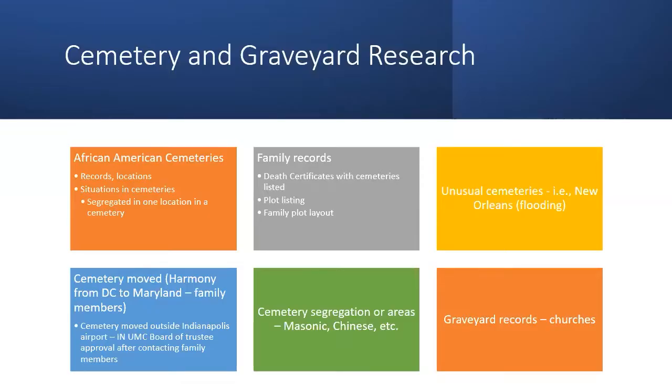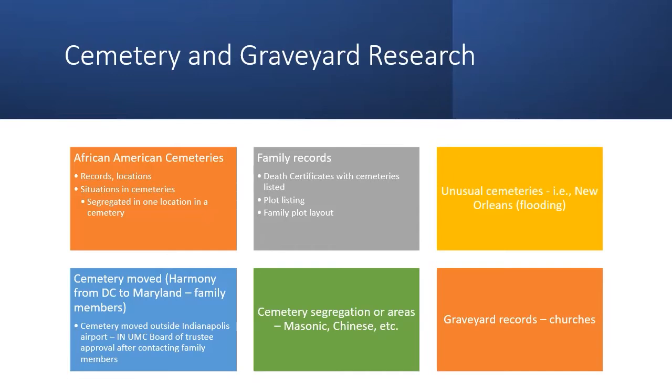When we talk about cemetery and graveyard research, again, we talk about a category, African-American cemeteries, and trying to find records and locations of them. And also, when you talk about situations in the cemeteries, an African-American cemetery tends to be of one ethnic group, but other cemeteries, for example, a town cemetery, may have groups segregated in one location in that cemetery, either for African-Americans or others. Also, there are family records associated with cemeteries, death certificates, plot listings that I showed you, and a family plot layout. And unusual cemeteries.